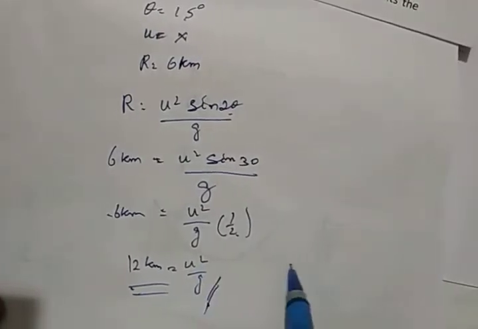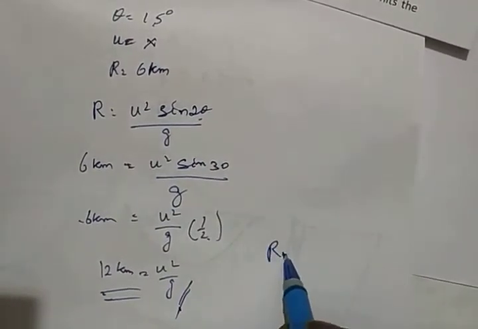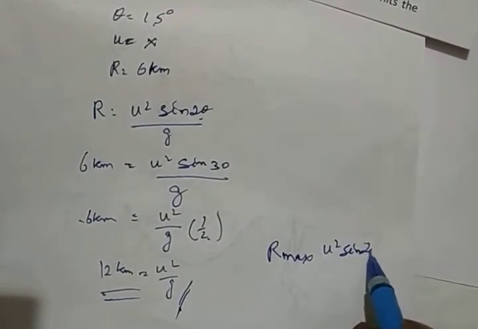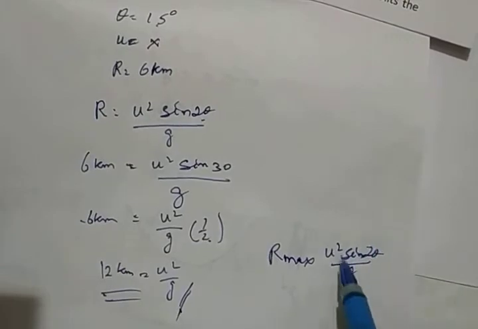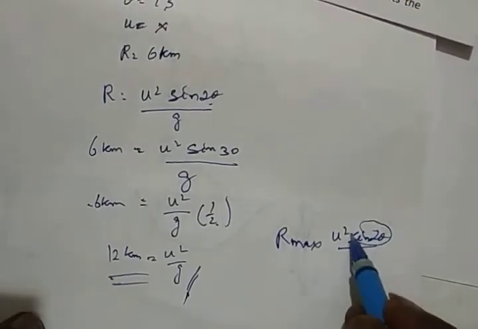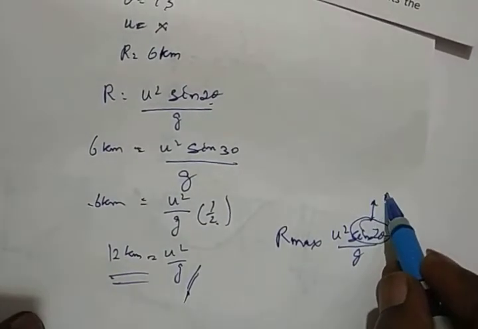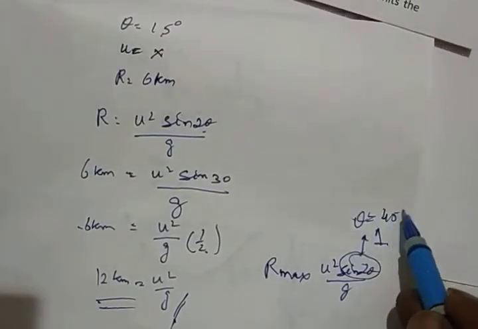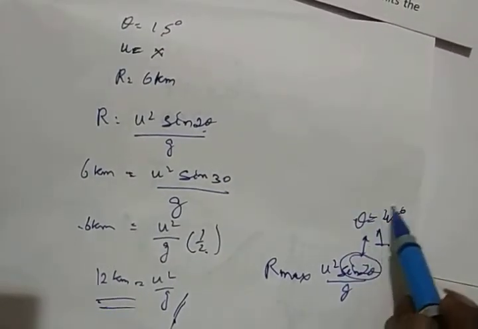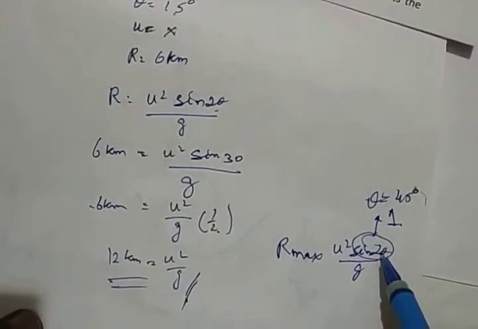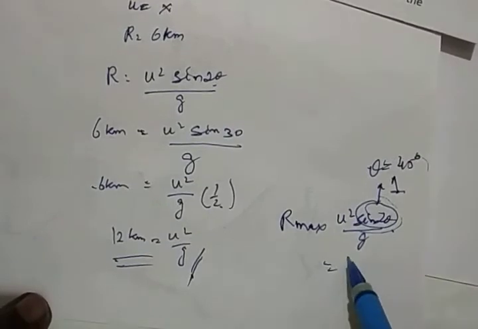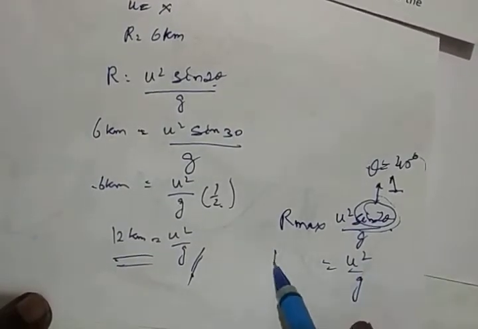What is u square upon g? It is the range maximum. What is the range maximum? U square sine 2 theta upon g. We know when you have a maximum range, sine 2 theta is going to be equal to 1. That means theta is going to be equal to 45 degrees. So at a 45 degrees angle you will get maximum range. So when this is 1, it's going to be u square upon g. That is R maximum.